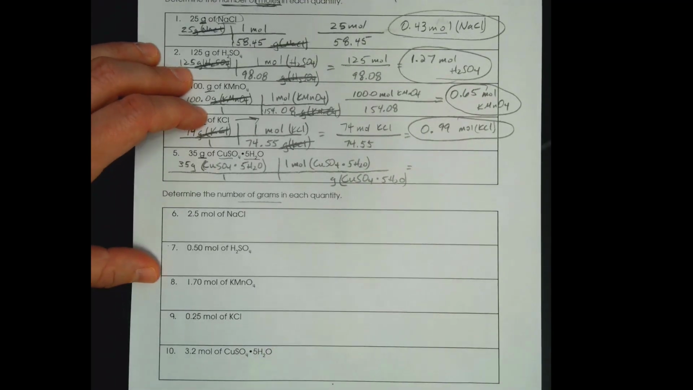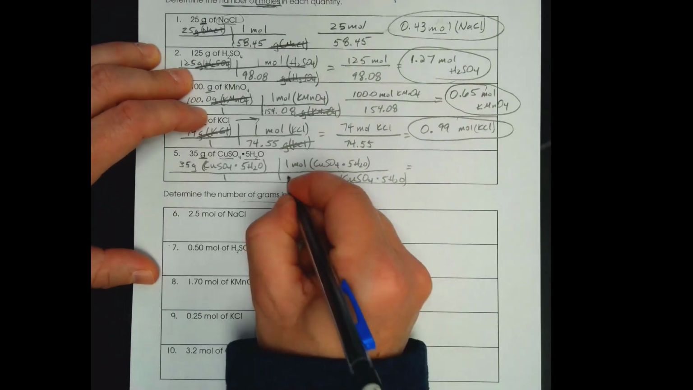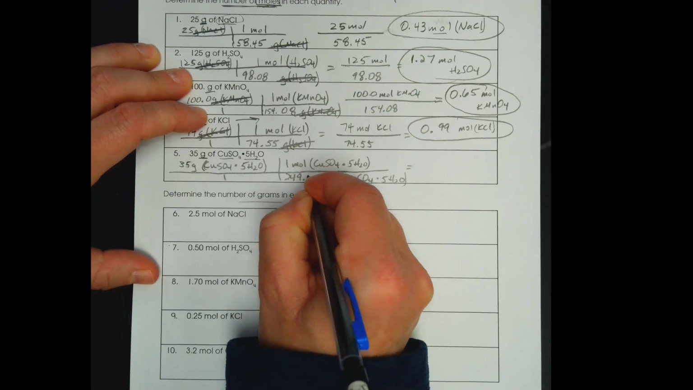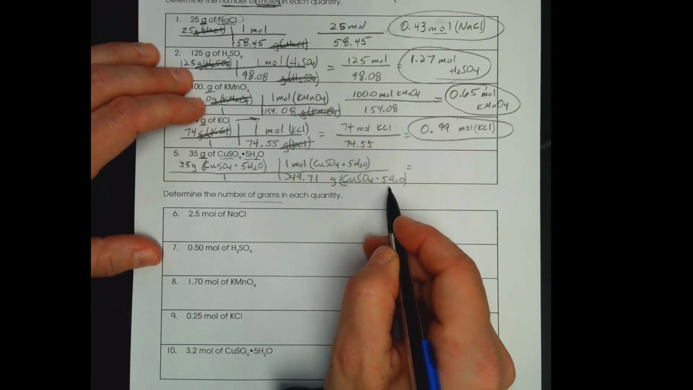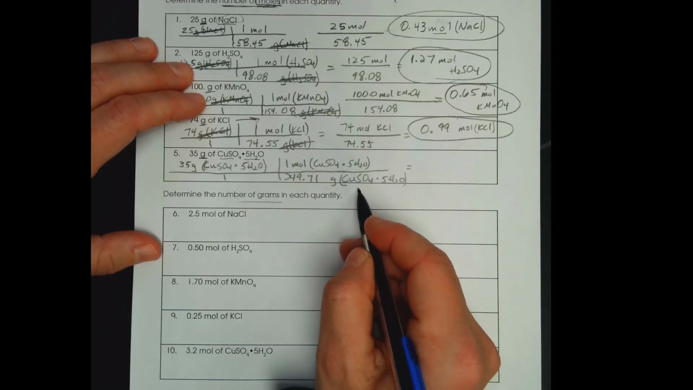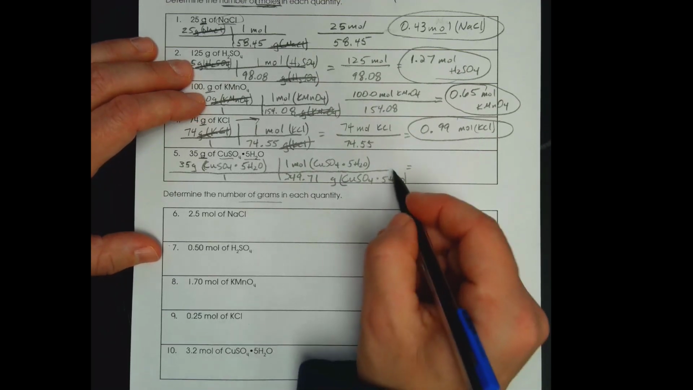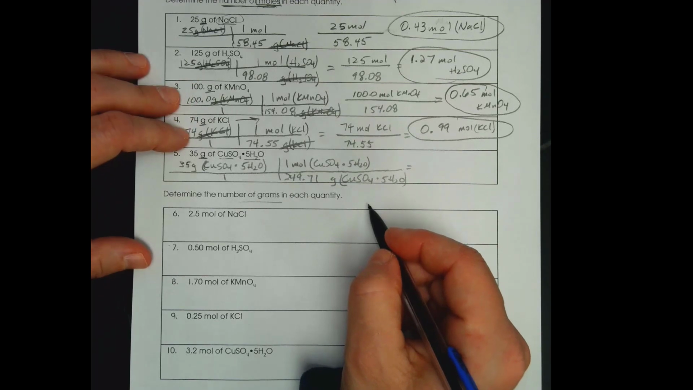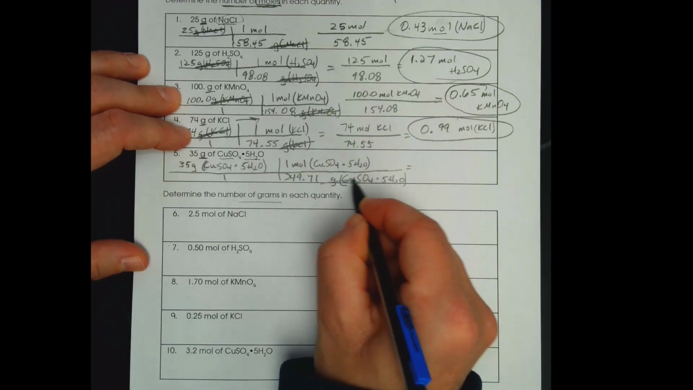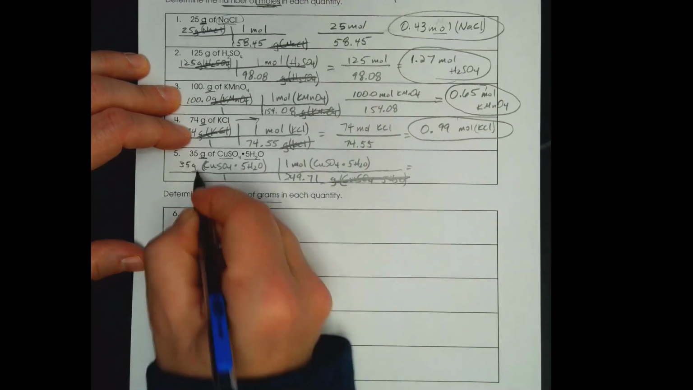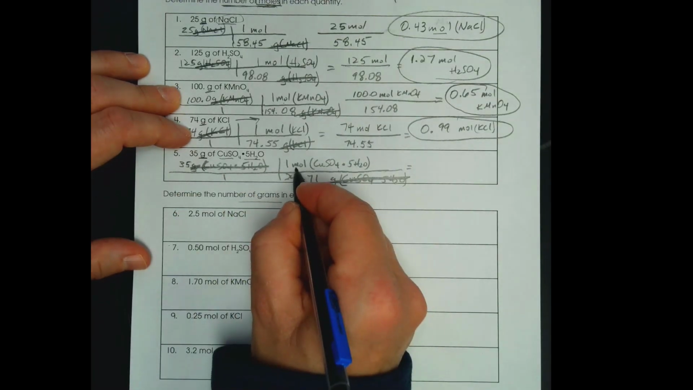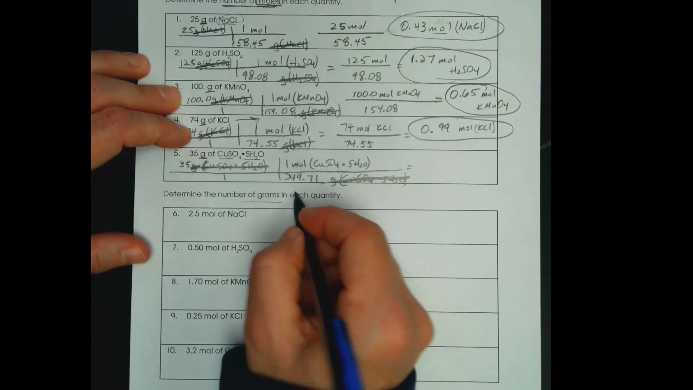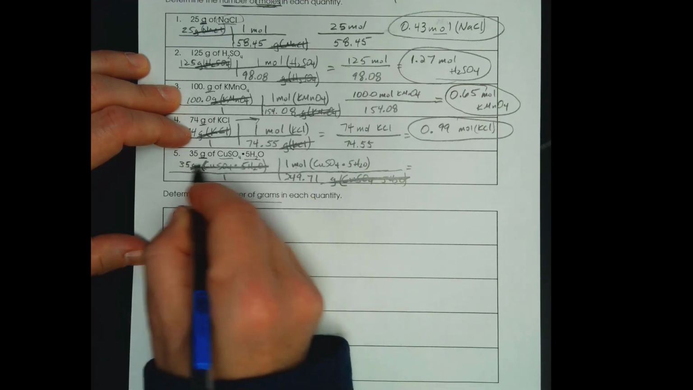This is going to be 249.71 grams of this entire chemical formula, the copper sulfate plus the waters together. So again, you guys, it's not super complicated. We're just going to go through and cancel our unit, get rid of all of that, and then we can get rid of all of that over here. That leaves us with this mole and this unit right here, so we can do our multiplication across our table.